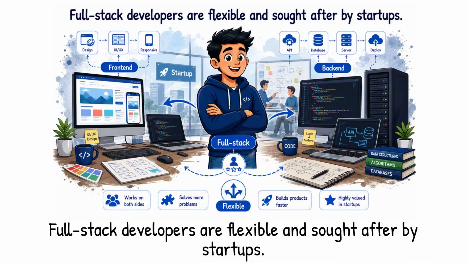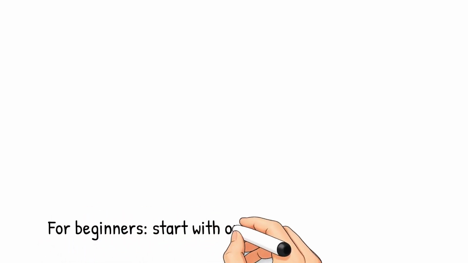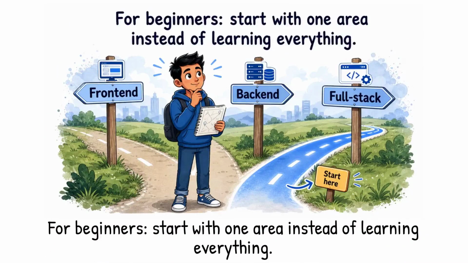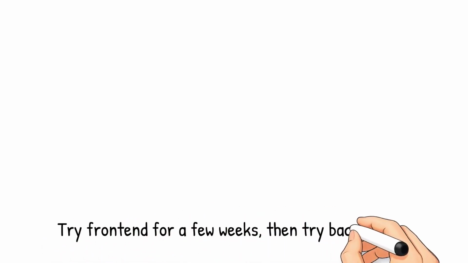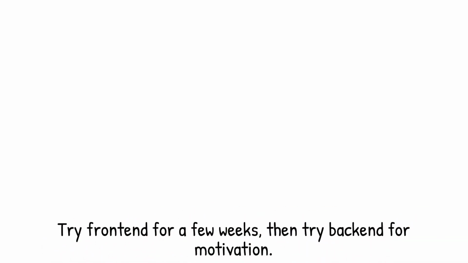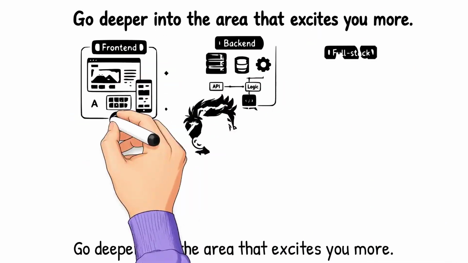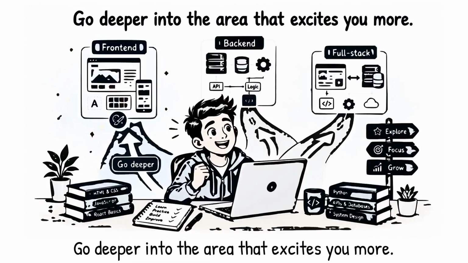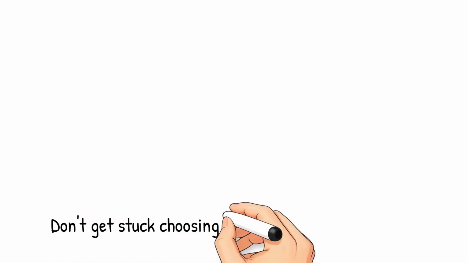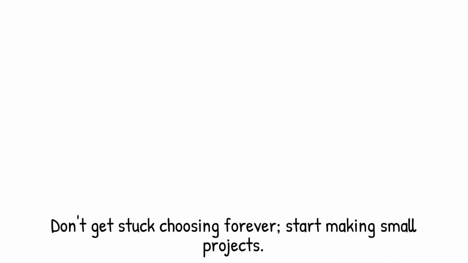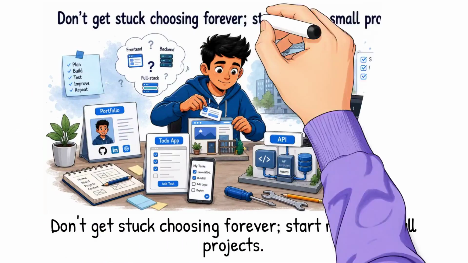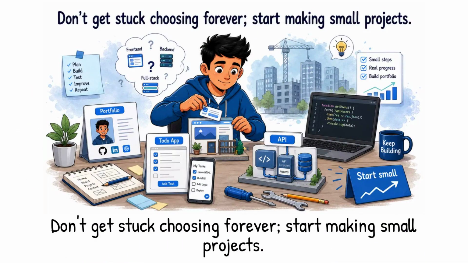But you're expected to know more. So what do I actually recommend for a total beginner? Start with one. Don't try to learn everything at once. If you're not sure which, here's a simple tip. Start with Frontend for a few weeks, because it's visual and you see progress fast, which keeps you motivated. Then try a little Backend. Whichever one excites you more, go deeper into that. And if you enjoy both, slowly grow into full stack. There's no rush. The worst thing you can do is stay stuck choosing forever and never start. Pick one, start building small projects, and you'll figure out your path as you go.